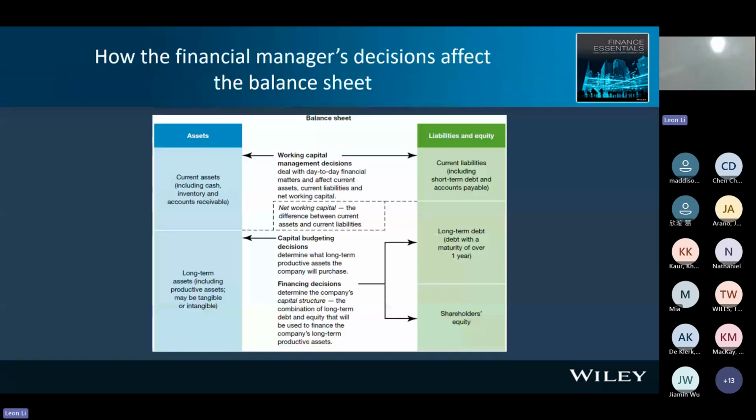So on this slide, we give you the balance sheet of a company and use the balance sheet to explain the 3 finance decisions. You can see in the balance sheet, we have 2 columns: asset, and liability and equity. For the asset column, you have the current asset and long-term asset. Current means short-term, right? Short-term asset. And the current asset includes cash, inventory, and account receivable.